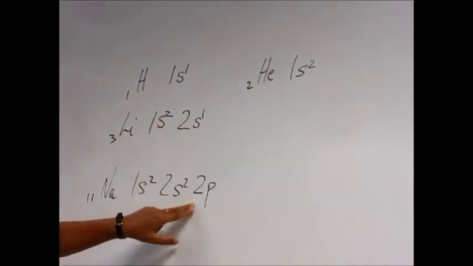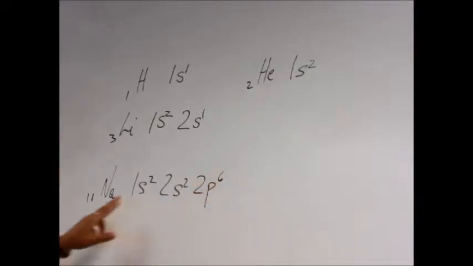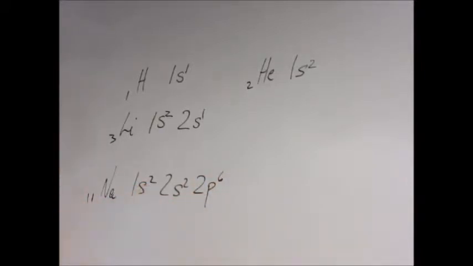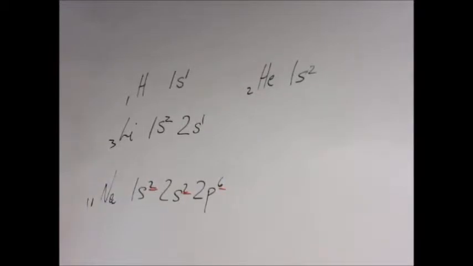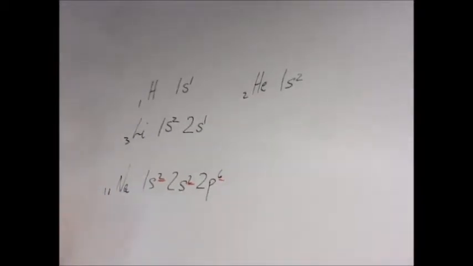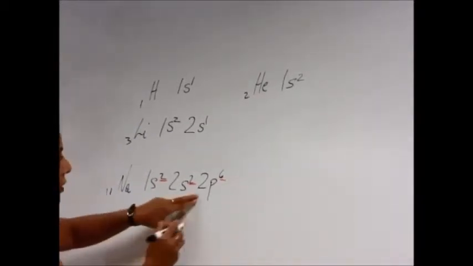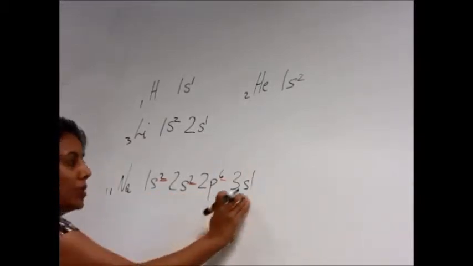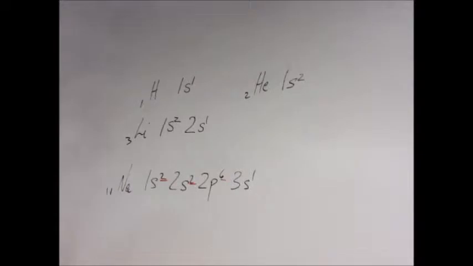So 2s2, 2P6, and I have 11 electrons. Just take a quick count, okay, of what you have on the top. That will tell you that you filled out 10 electrons. Okay, so which means that you still have 1 more electron to fill. So now I go to the third shell, first orbital, 1 electron, and I'm all set now. Okay, it's as simple as that.